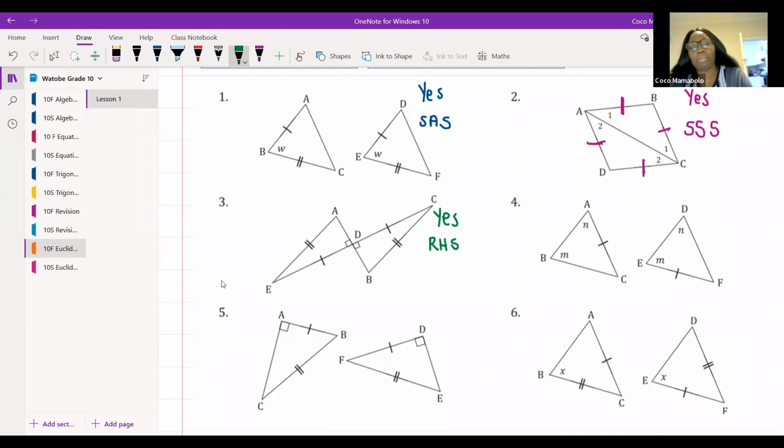Okay, what about number 4? Let's have a look at number 4. Now, I want us to take this a little bit slowly. I want us to do this together just to make sure that we're understanding how we can prove if something is actually congruent.